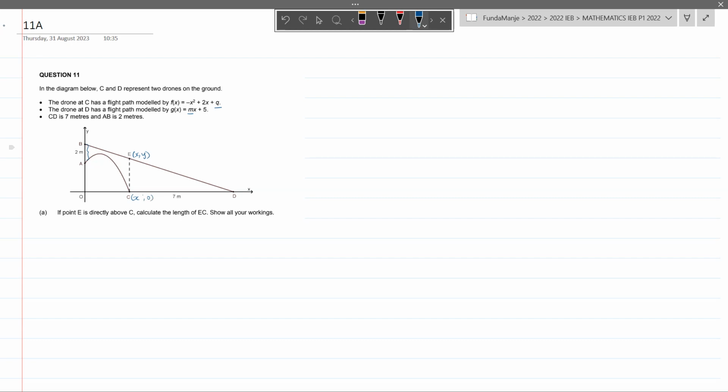And can we get the x value at C? How can we do that when we don't know Q? So f of x is equal to minus x squared plus 2x plus Q. If we knew the value of Q, then we could set this equation to 0 and solve for the intercept at C. But since we don't know Q, we have to try and find it first. How can we find Q? Q is the y-intercept.